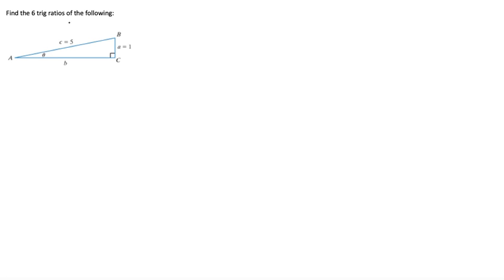Find the 6 trig ratios of the following. And here we have a right triangle, right? We don't have the xy plane with the unit circle, right? This is just some triangle, just randomly in space. So this is right triangle trig.